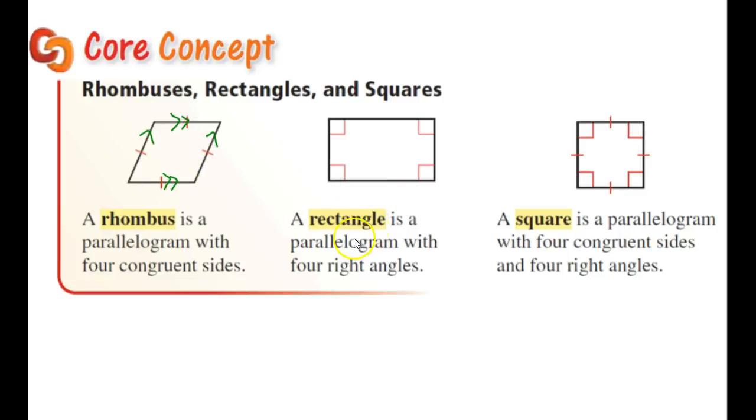So a rectangle is a parallelogram with four right angles. And then a square is a parallelogram with four congruent sides and four right angles. So a square combines kind of these two things. So we'll just keep going on.